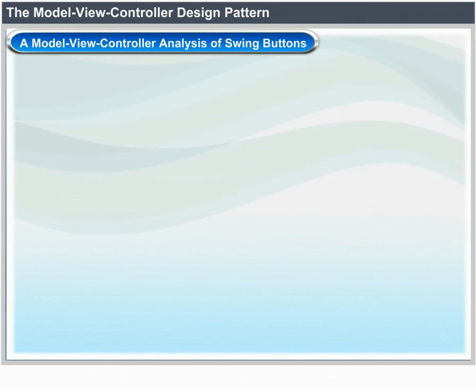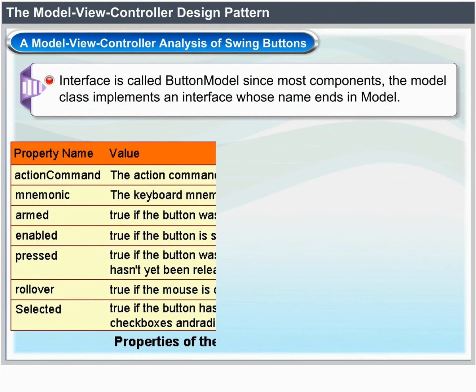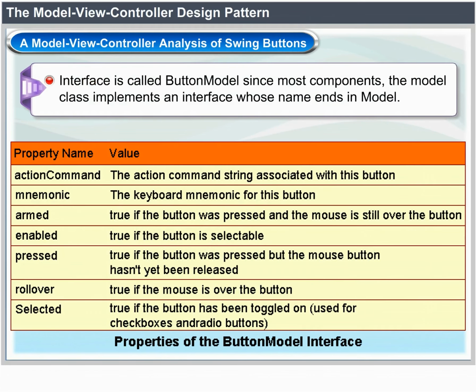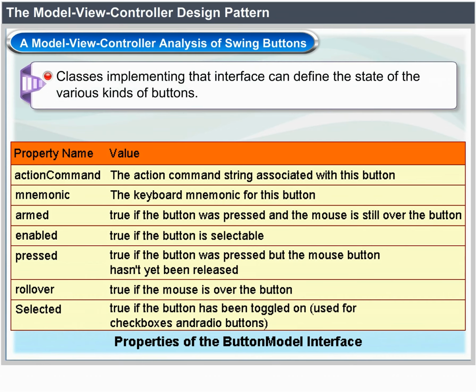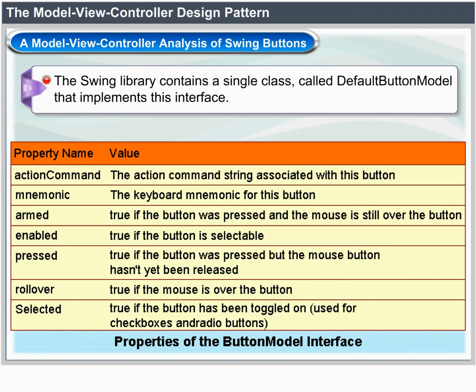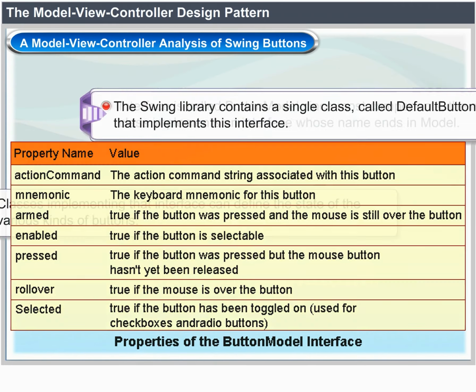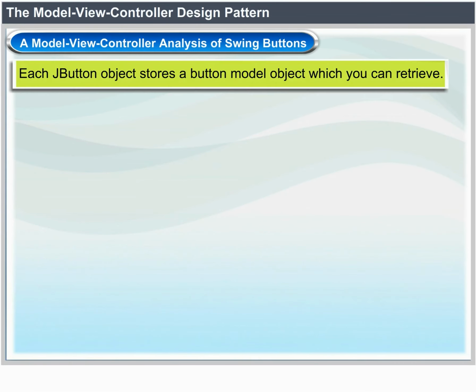A Model View Controller analysis of Swing buttons. The interface is called ButtonModel. As with most components, the model class implements an interface whose name ends in Model. Classes implementing that interface can define the state of the various kinds of buttons. The Swing library contains a single class called DefaultButtonModel that implements this interface. Each JButton object stores a button model object, which you can retrieve.